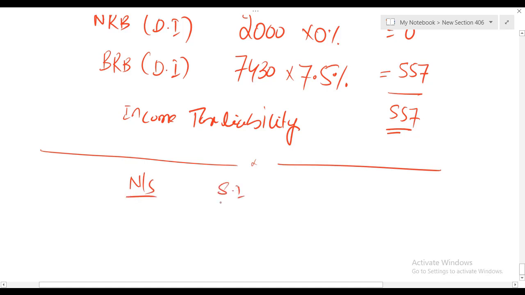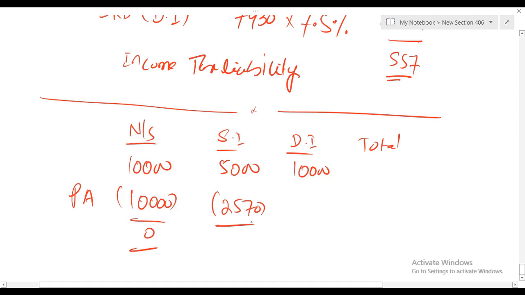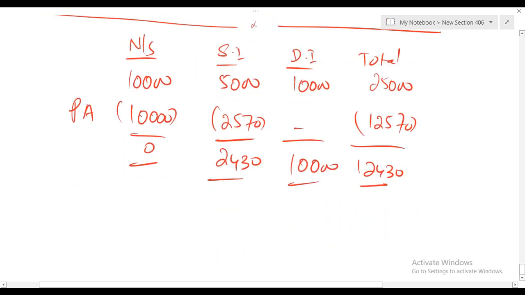Non-saving, saving, dividend income, total. Non-saving is 10,000, saving income is 5,000, dividend income is 10,000. For example, I'm following the normal sequence of allocating the personal allowance, which is non-saving first. Then if I deduct 2,570 from here, 5,000 minus 2,570, it is 2,430. Obviously, non-saving has 0 taxable income, so starting rate band is available. But now we have saving income of only 2,430. So let's see what happens.